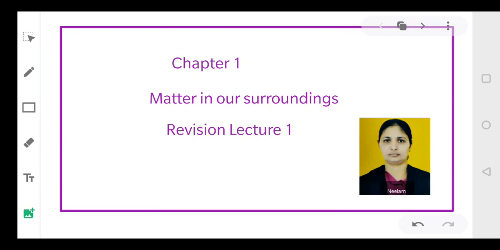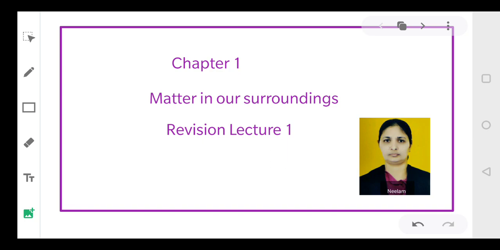Today we'll start revising with our chapter 1, Matter in Our Surroundings. Those students who have joined me late, this is really beneficial for them. Be particular regarding the revision process. I'll try to cover the maximum, touching the main points of the chapter so that you can easily revise. Okay, dear students? So shall we revise now?